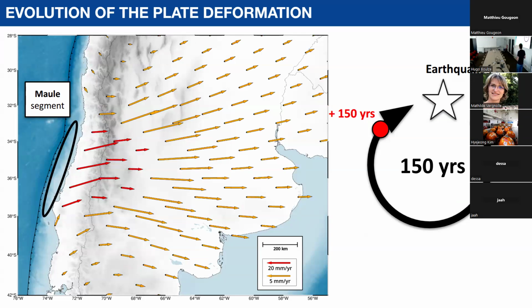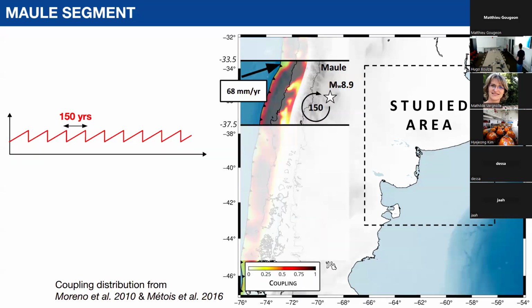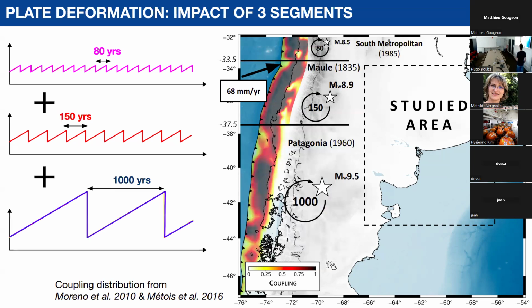But this deformation was for only one segment, the Maule segment. You have here another segment and here another one. So let's add these two other segments. For the Valdivia earthquake, the Patagonia segment, I will consider a magnitude 9.5 every 1,000 years. And at the north here, I will consider a magnitude 8.5 every 80 years.